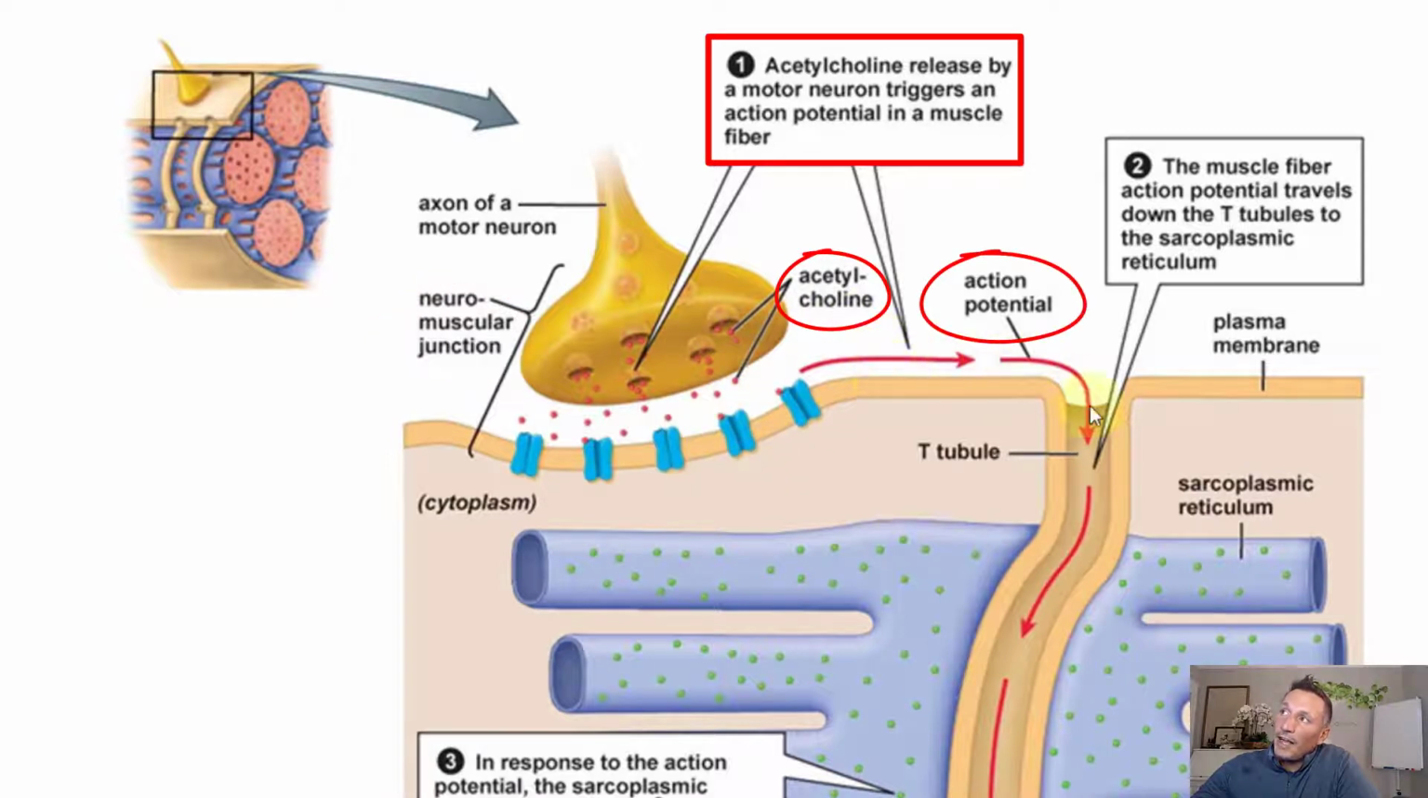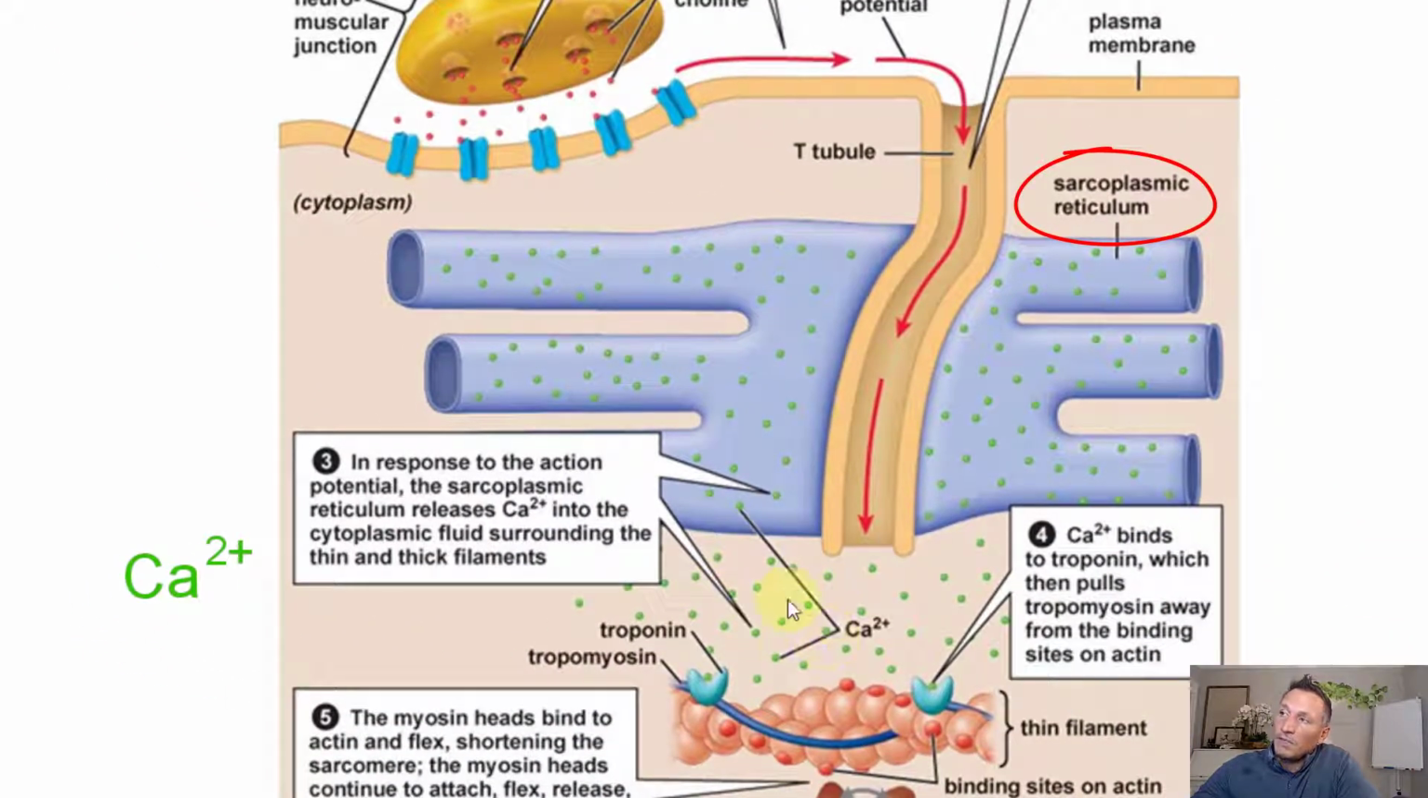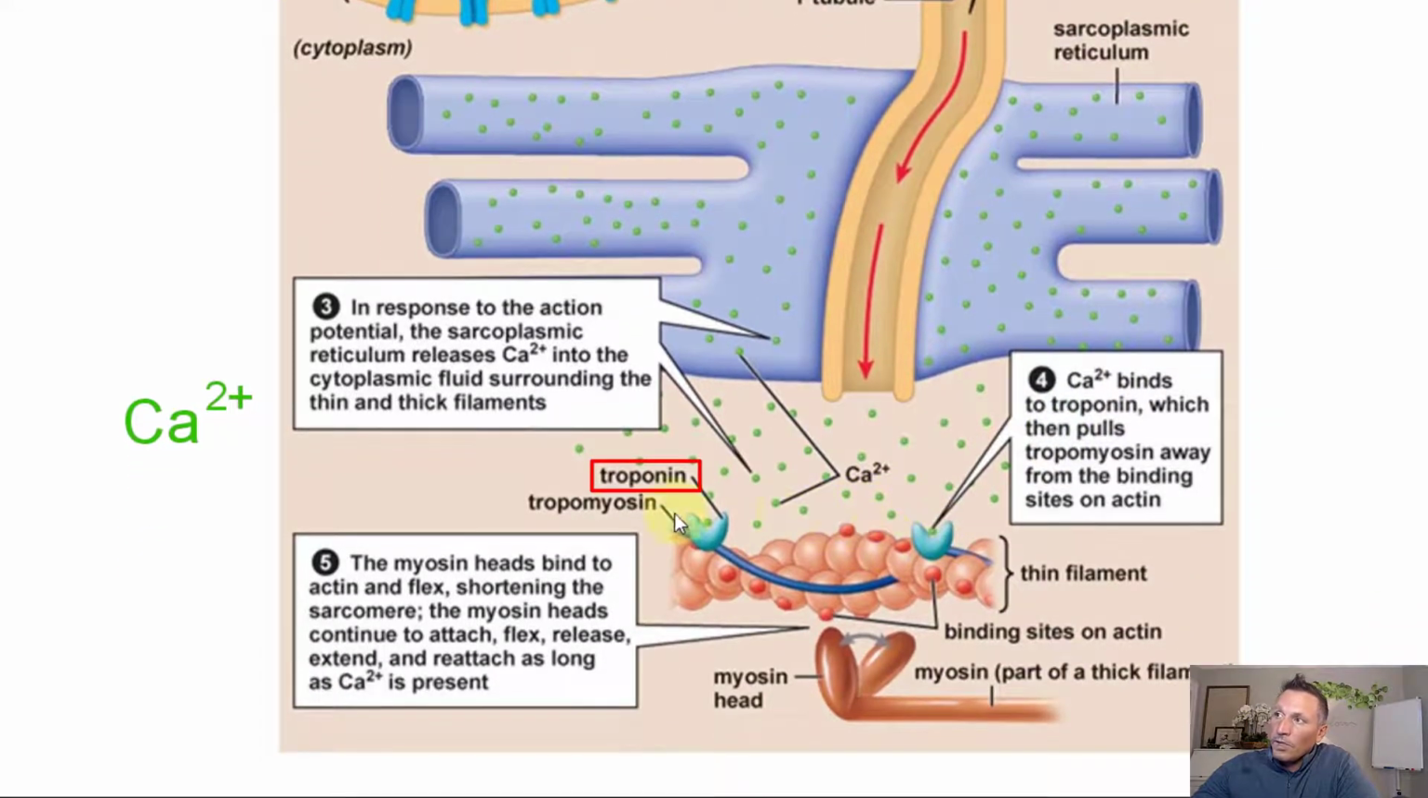That's continuing the action potential down the T-tubule. It's stimulating the sarcoplasmic reticulum to dump calcium into the matrix. The calcium binds with the troponin, which then forces the tropomyosin to move, exposing the binding site on the actin molecule. And then the cross-bridge can form, and that's the cross-bridge formation.